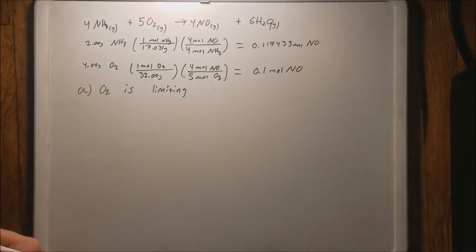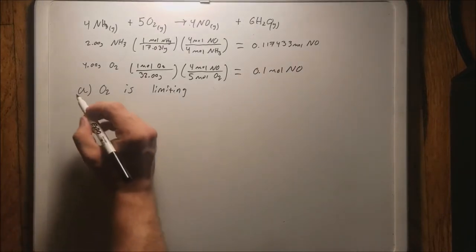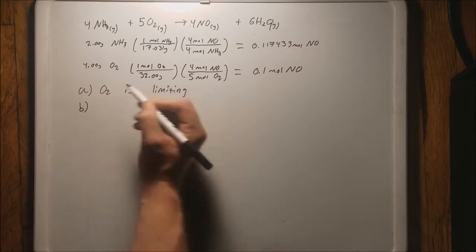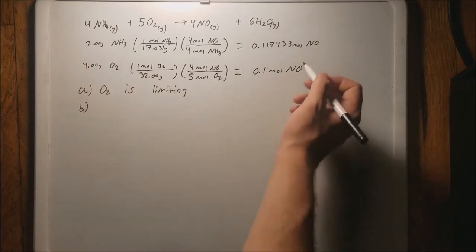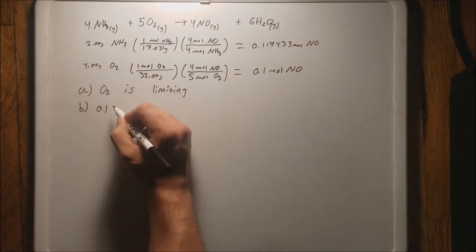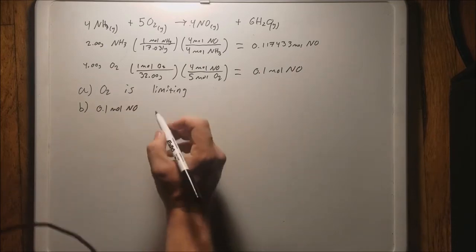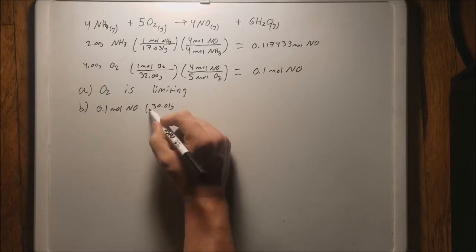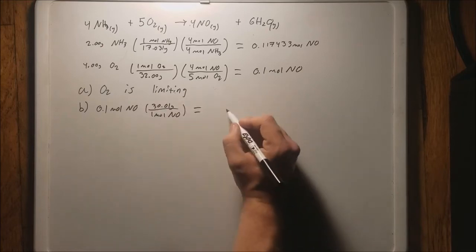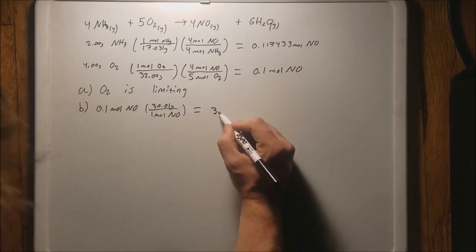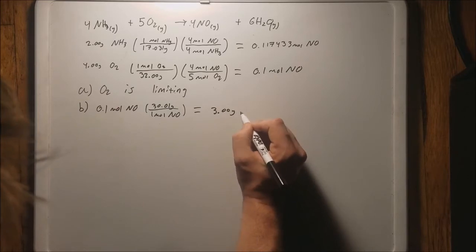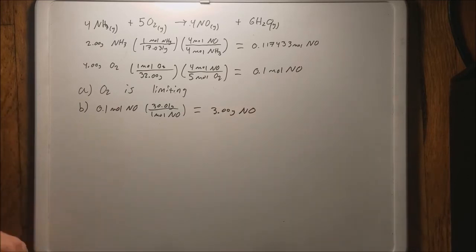It now asks us to find how many grams of nitrogen monoxide would be created, which is very simple since we've already figured out how many moles we would get. So we have our moles of NO, and it's just straight converted to our grams. And there we have it. We have our 3.00 grams of NO.